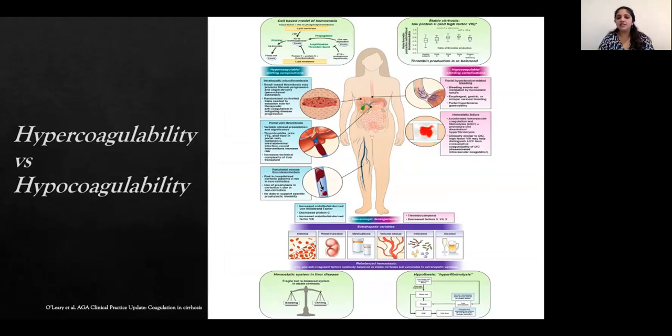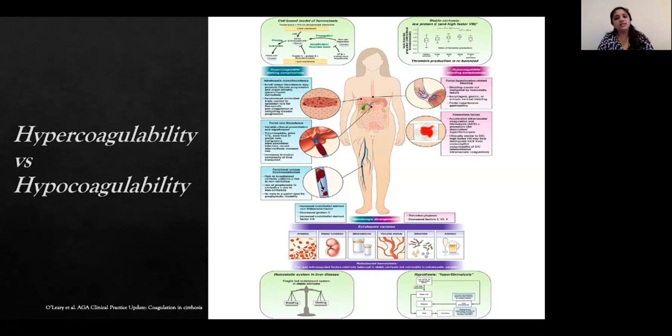This slide is super busy, and by no means do I want all of you to go through everything, but it just signifies how complex the hyper versus hypocoagulability and the balance in liver disease is. And then on top of it, you add medications, you add other comorbidities, you add kidneys, and in adults, you add alcohol, and in kids, you add infection. There's just no way to predict which way this is going to go.